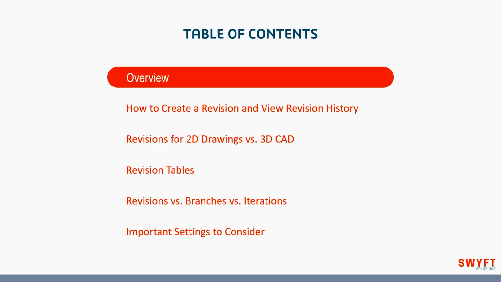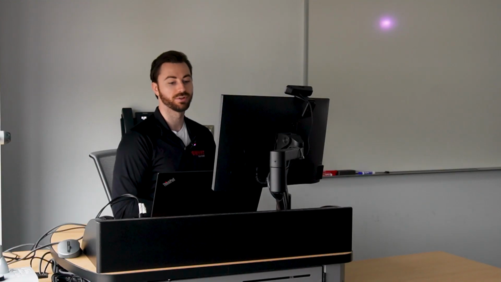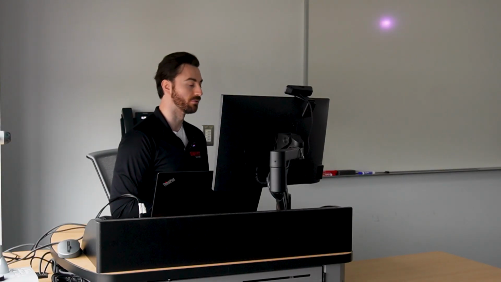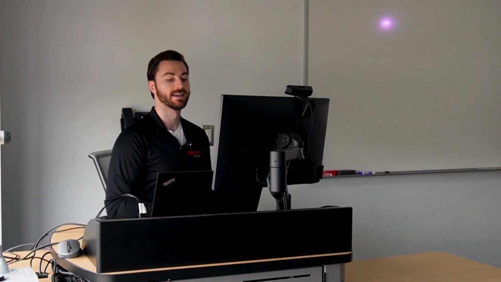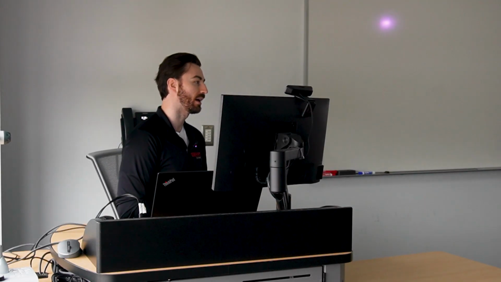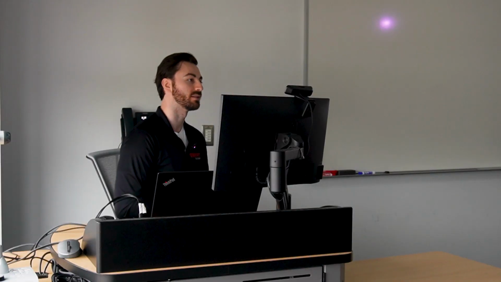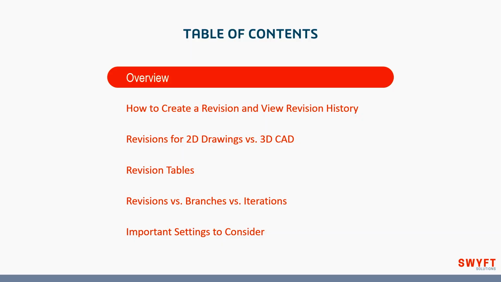Now, what we'll be talking about today, we'll start with just a quick overview of revisions to make sure that we're all on the same page, using the same language. Then we'll dive into how you can create a revision and view that revision history with the Cloud PLM capabilities. Then I did want to touch on how that differs between your drawings and your 3D CAD as well. Very similar process, but just understanding how those references work between each other. I'm going to touch on how revision tables can be driven with the Cloud PLM capabilities.